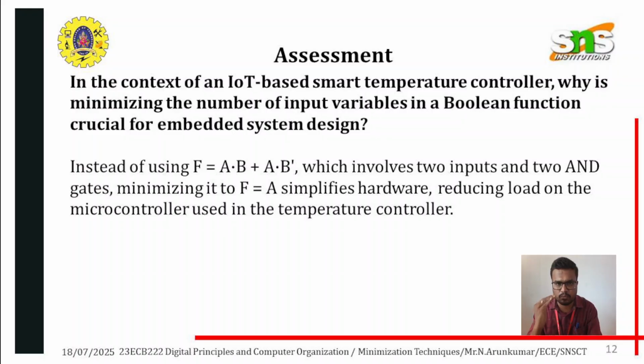input variables in a Boolean function crucial for embedded system design? Instead of using F equals A dot B plus A dot B dash, which is a two-variable input, with two inputs and two AND gates, minimizing it gives F equals A, because the final answer is A. So we can minimize those two input signals to F equals A, so that the hardware implementation of the function will be very fast, and it will be forwarded to the next signal without any delay. That is how we achieve minimization techniques.